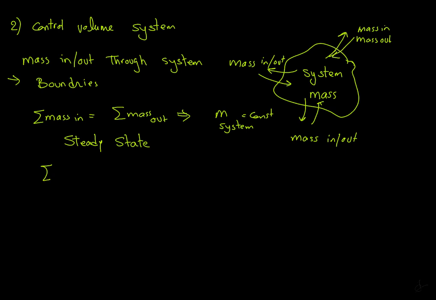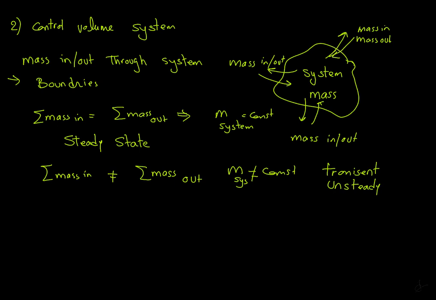But if the summation of the mass in does not equal the summation of all the masses going out of the system, I cannot say that the mass inside the system will be constant. And this is what we call the transient or unsteady situation. So the mass of the control volume system depends on whether you are applying steady or unsteady conditions.